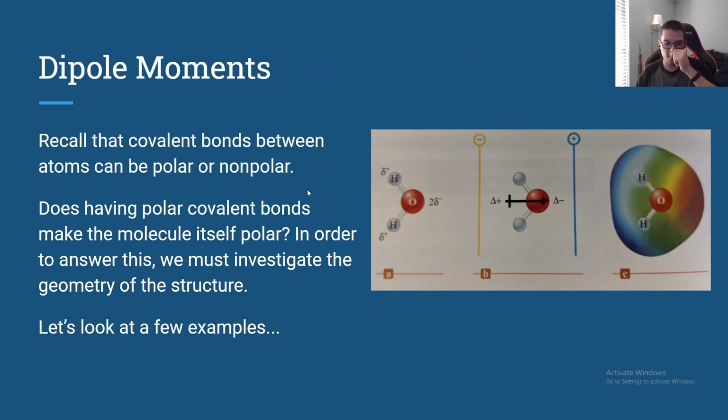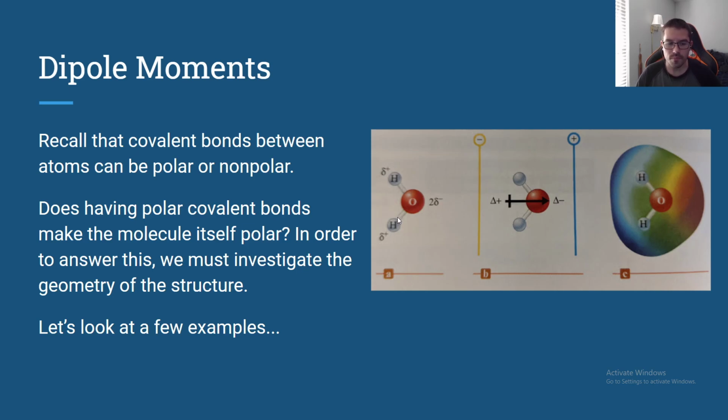Okay, so dipole moments. All right, so you should recall that covalent bonds between atoms can be either polar or nonpolar, right? H2O is a great example of a molecule that has polar covalent bonds because the difference in electronegativity between hydrogen and oxygen is fairly large, and so we end up with a partially negative charge on the oxygen atom and partially positive charges on the hydrogen atoms.